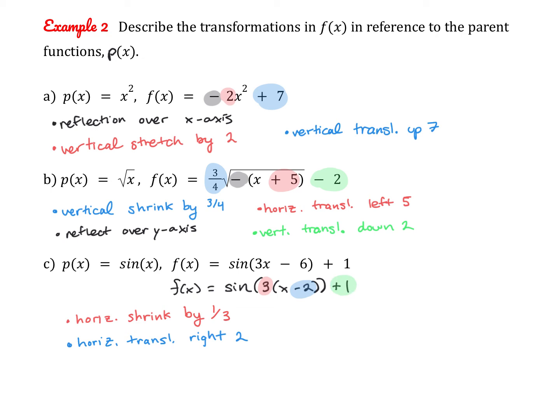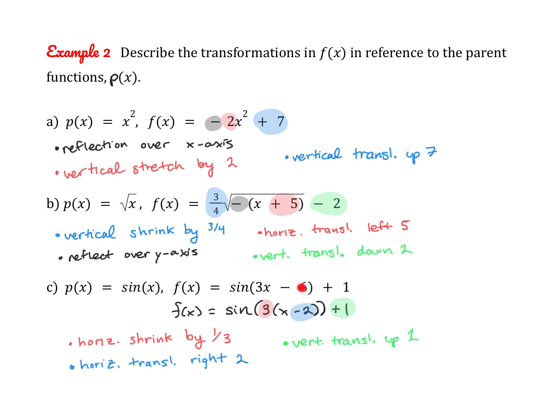So since it's not grouped with x, it is vertical. It's a translation because we're adding, and it's just going to go up 1. So there you go. So again, watch out for something like this. We do have to do that step first of factoring out the stretch or shrink.